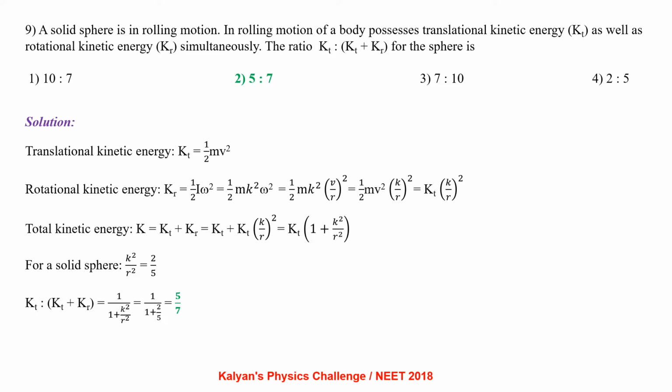Writing omega as v by r and simplifying it, we get rotational kinetic energy equal to translational kinetic energy multiplied by k by r whole square, where k is radius of gyration and r is radius of the sphere. Now the total kinetic energy, which is a sum of translational and rotational kinetic energies, comes out to be Kt times 1 plus k square by r square. For a solid sphere, k square by r square is 2 by 5. So the ratio is 5 by 7.